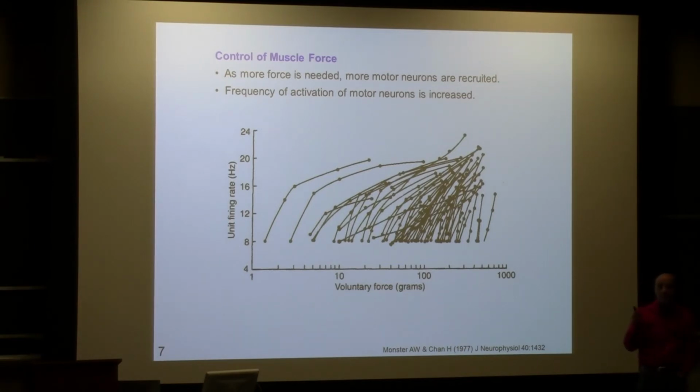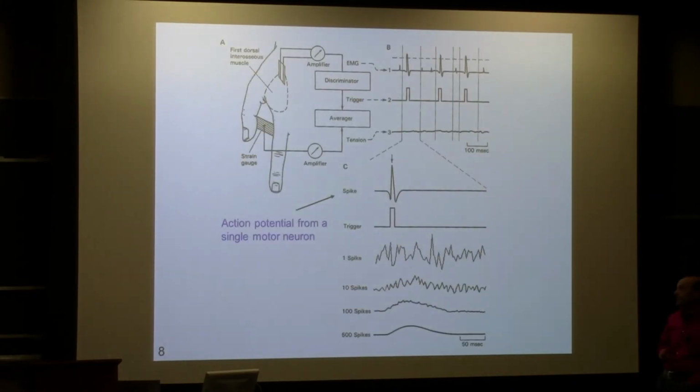Because remember, the slow type motor units, they don't produce a whole lot of force. It's the fast, fatigable ones that produce a lot of force. And so you might guess that these motor units that are getting recruited first are the slow ones. These are the fast, fatigable ones. And indeed, that's the case. So how do we know that?